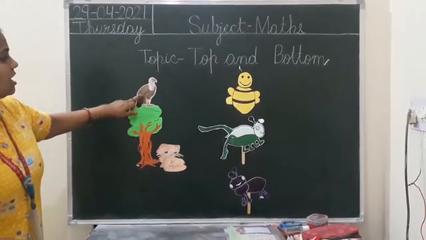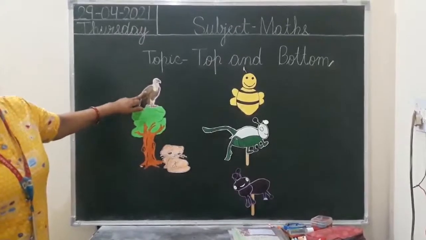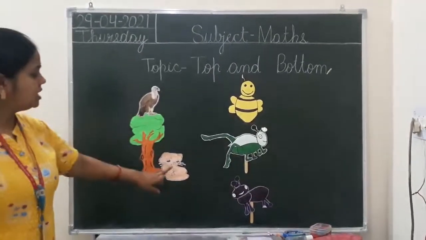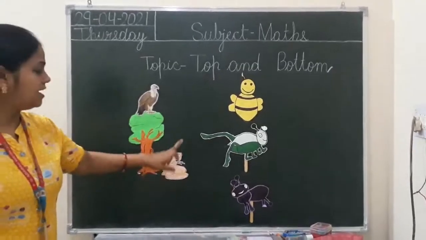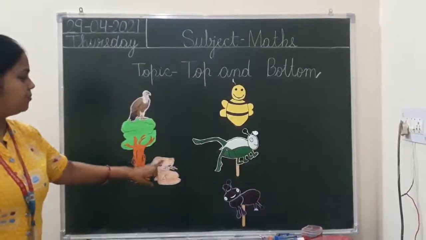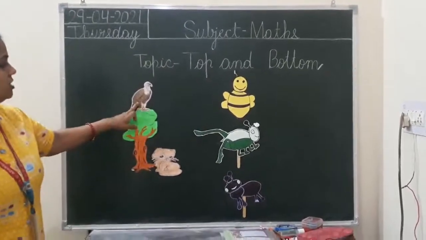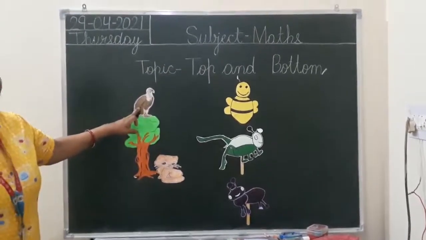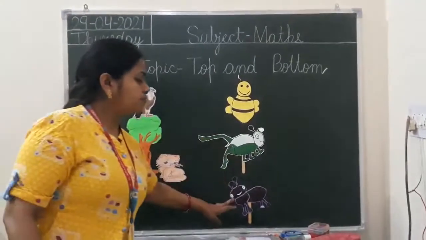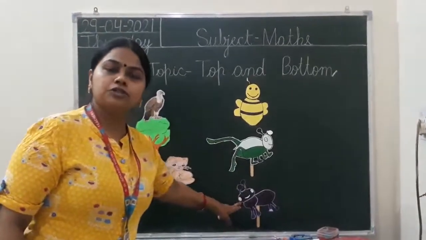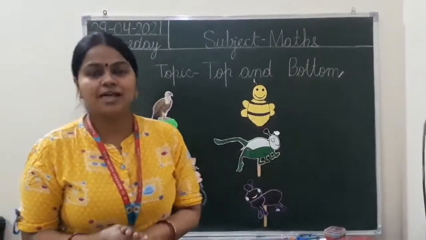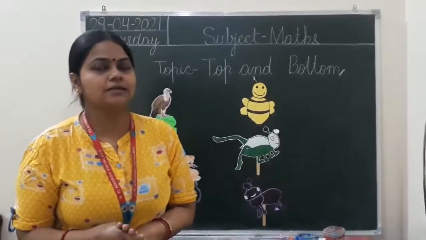Now, all of you say vulture is on the top of the tree. Cat is at the bottom of the tree and the vulture is on the top of the tree. Top, bottom. Okay. Now I will show you some more examples and then I will show you one page of your maths book that you have to complete. Let's start.